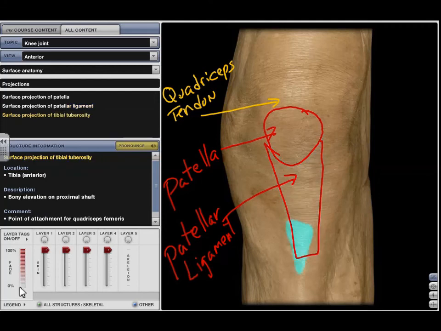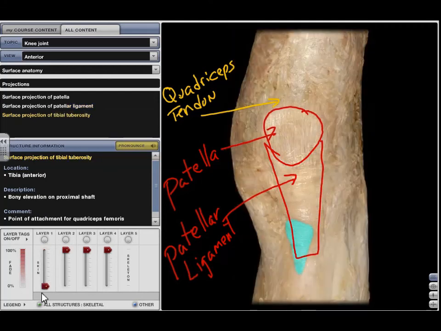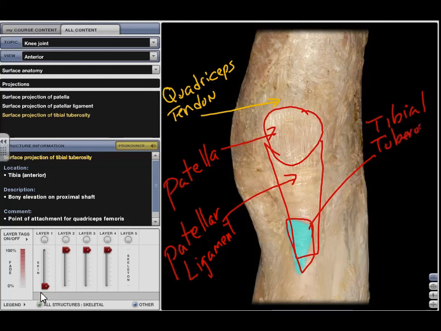We'll quickly also show you right here, we have the tibial tuberosity. And this will complete our tutorial and our tour of the synovial joint of the knee.